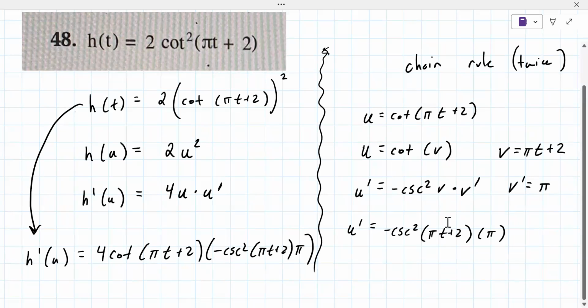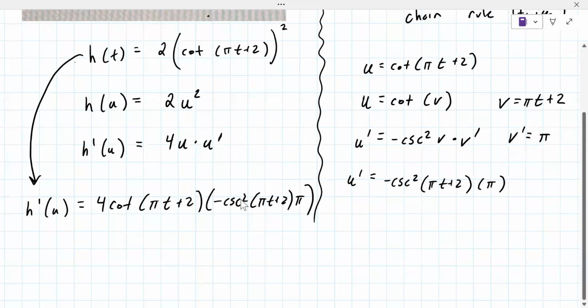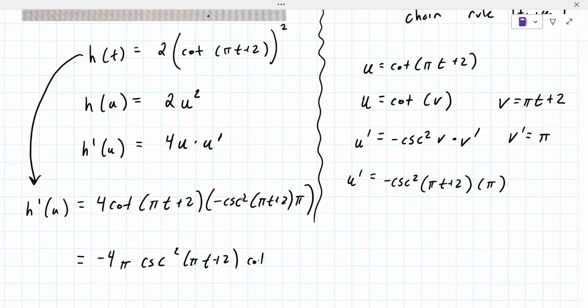It up into these pieces. Right. And each time you're breaking it up into something you know how to take the derivative of, like you know how to take the derivative of cotangent, you know how to take the derivative of 2u squared, you know how to take the derivative of pi t plus 2. You just maybe don't know how to do it when it's all meshed together. Now, in terms of your final answer here, -4 pi, probably the cosecant squared would come first, and then the cotangent pi t plus 2, like that.